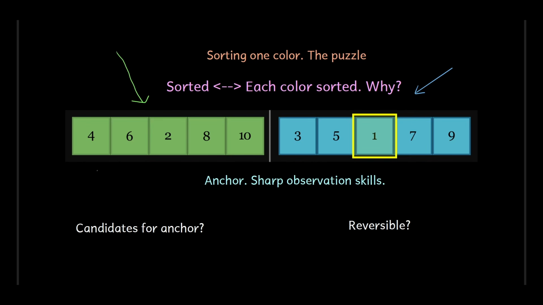Now suppose you are focusing on this green color and you want to sort it. So you see that 4 is sorted, because it is the minima. 4 and 6 are also sorted. Now you encounter 2. When you encounter 2, you know that 2 should jump over this element, and this element, and this element, and land over here. So now the question we are asking is, can 2 jump over this 6?